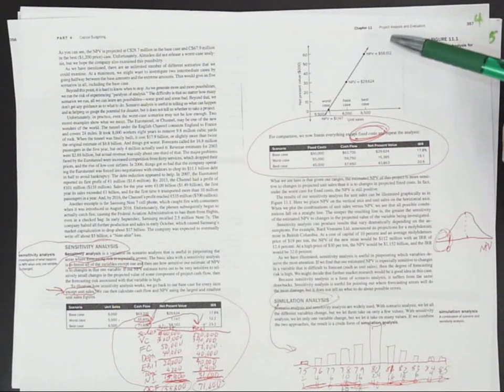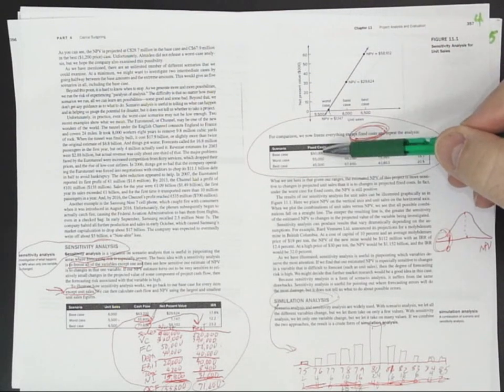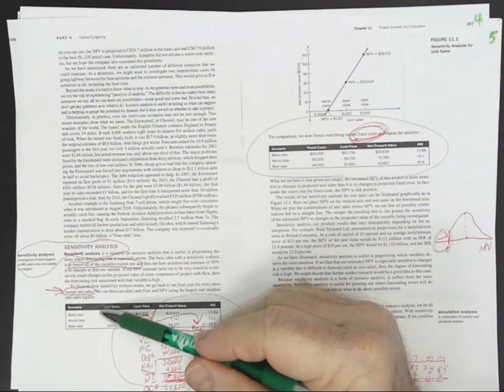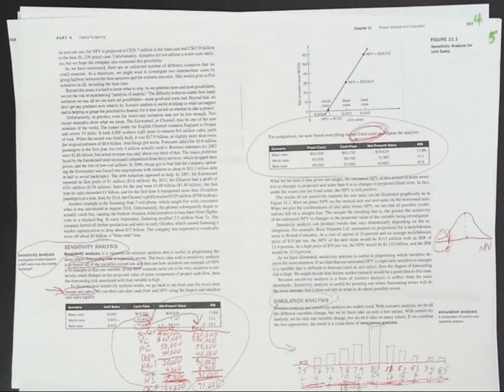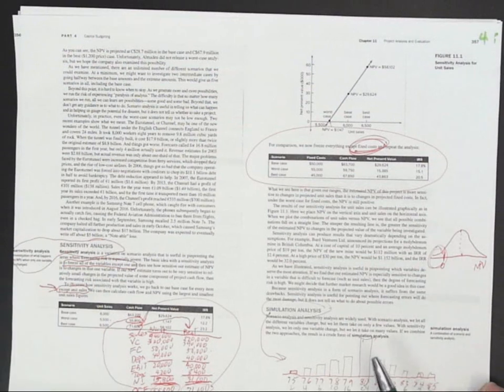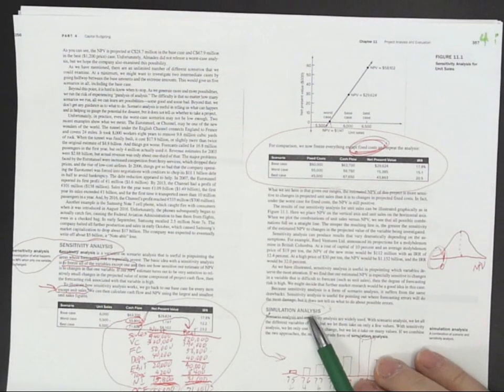So what that's telling us is if our estimates are off a little bit on fixed costs, it's not a killer. We can still have a positive NPV. And the same thing with unit sales. And they don't show you what would happen with the others, but you could calculate those if you wanted. I'm going to have another video that's just on simulation analysis.